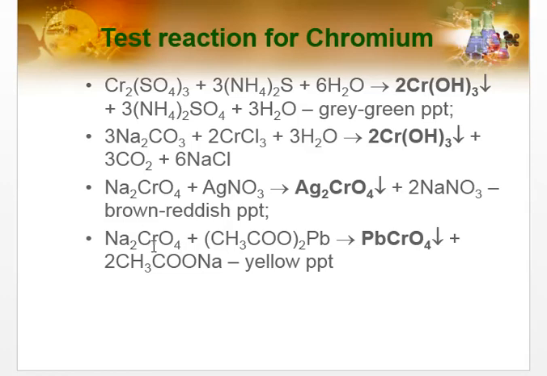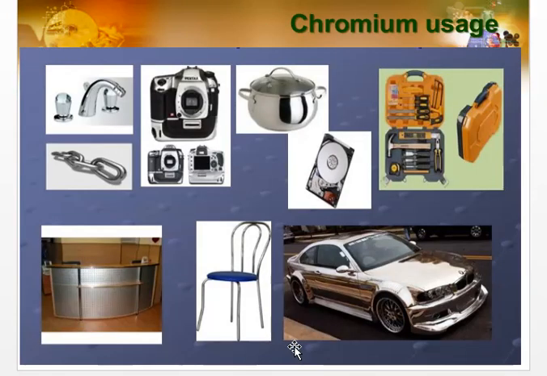And at last, sodium chromate can react with lead acetate with the preparation of the sediment lead chromate and sodium acetate. And lead chromate is a sediment which has a yellow color. These are the test reactions for chromium, and you can see the areas of application. We can use chromium in many areas of our life.